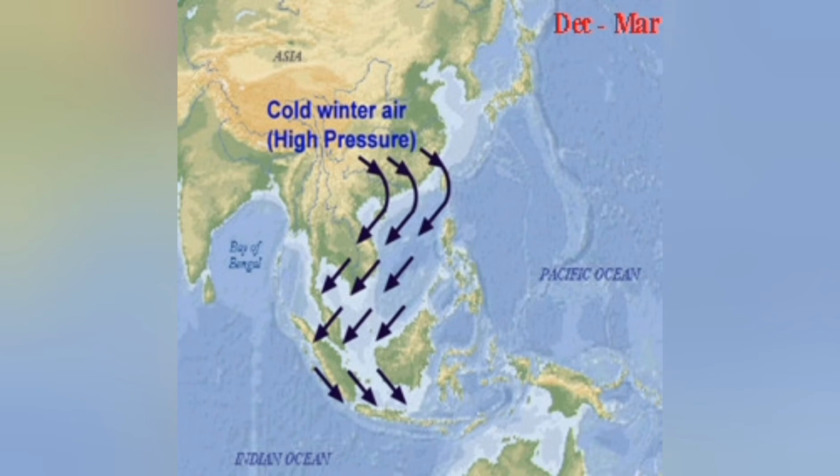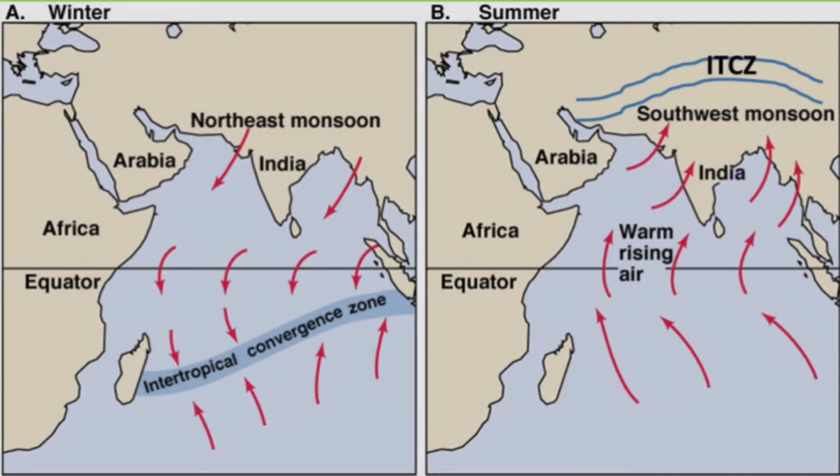So that is the outblowing of winds, which is the northeastern monsoon winds. These northeast monsoon winds, when they are leaving the Indian subcontinent, they blow towards the Indian Ocean. They are basically offshore winds. They do not carry any moisture and they are cool winds.